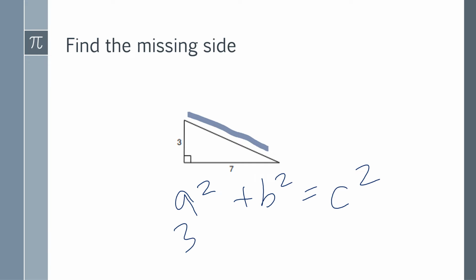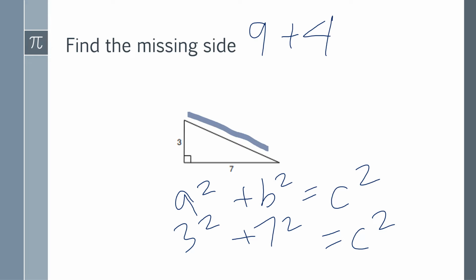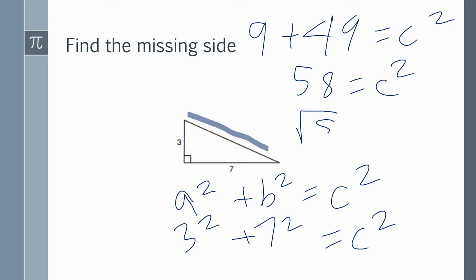So 3 squared plus 7 squared. And we try to find the hypotenuse, so we don't know. So 3 squared is what? 9. 7 squared is 49. So 9 plus 49 is 58. Now you have to take the square root of that. And you guys know how to simplify that.